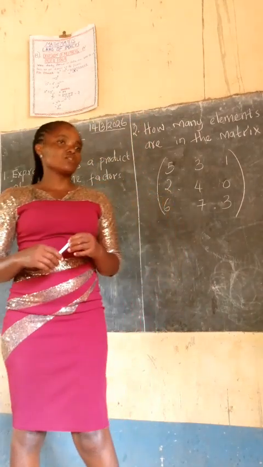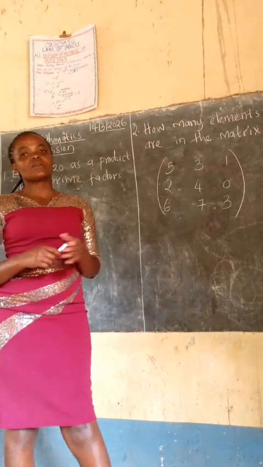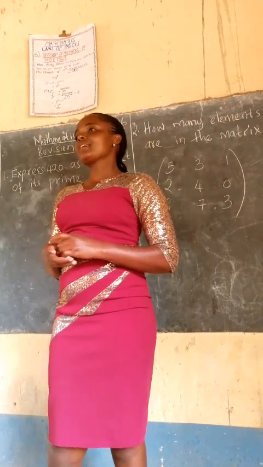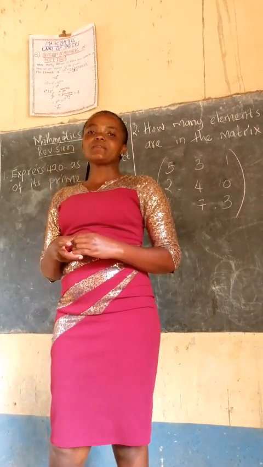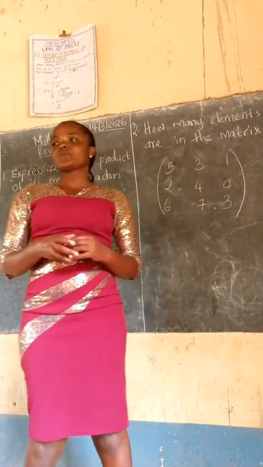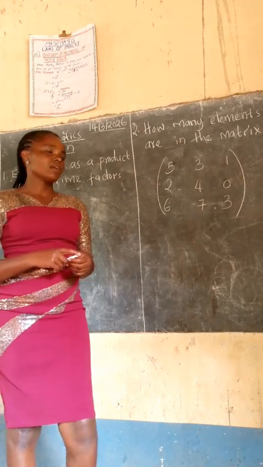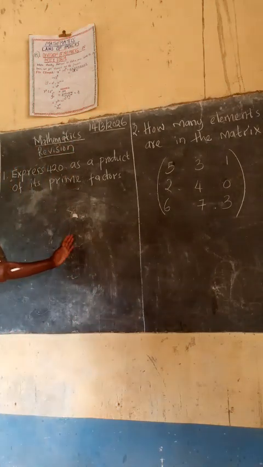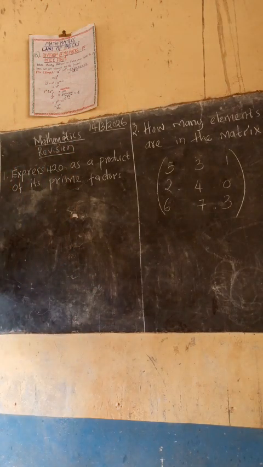Today we are going to discuss some questions. As you can see, with me I have some learners in the background, whereby we are going to learn together with them. We have some revision questions here, where in the first question we are supposed to express 420 as a product of its prime factors.